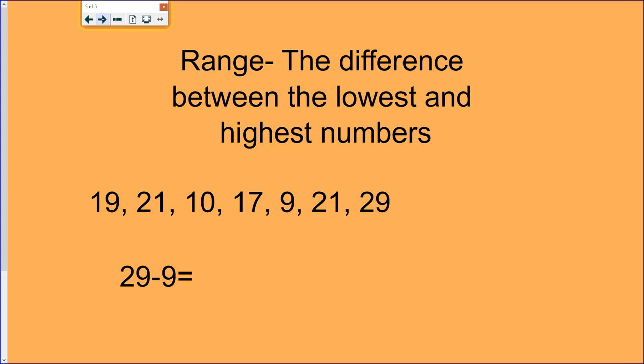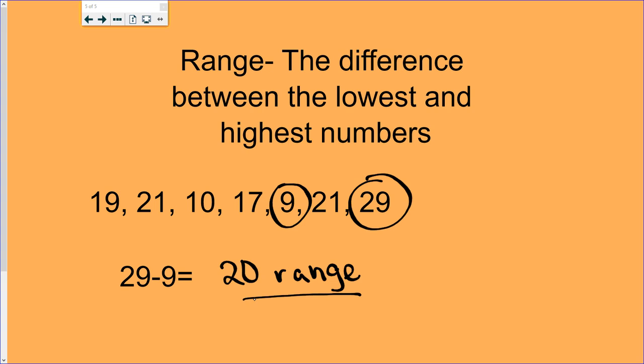Our last one is the range, which is the difference between the lowest and highest numbers. All I need to do is find my highest number in my data, which is 29, and then find my lowest number, which is 9. Then I subtract. 29 minus 9 gives me 20. So 20 is my range. Those 4 things are what you're going to be looking at today.